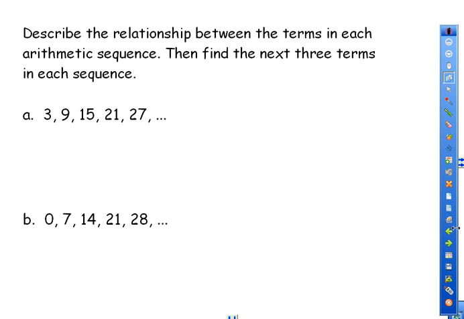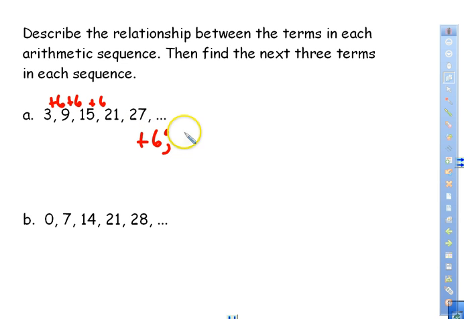Now go ahead and find the next 3 terms in each of these sequences. So go ahead and do that along with the relationship. All right, we are going from 3 to 9, and 9 to 15, 15 to 21, 21 to 27. So are we multiplying by 3? Are we adding 6? What are we doing? 3 plus 6 would give me 9. Does 9 plus 6 give me 15? It does, and plus 6 gives me the next, so we're adding 6.